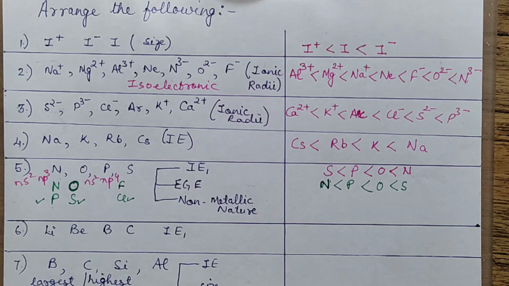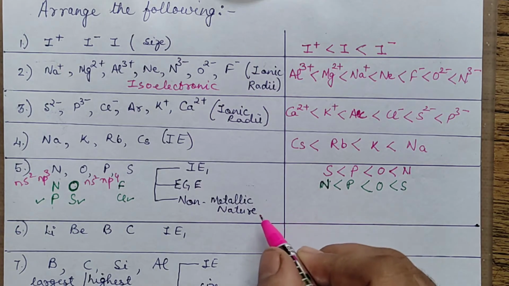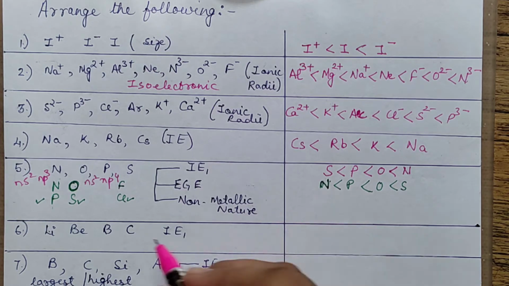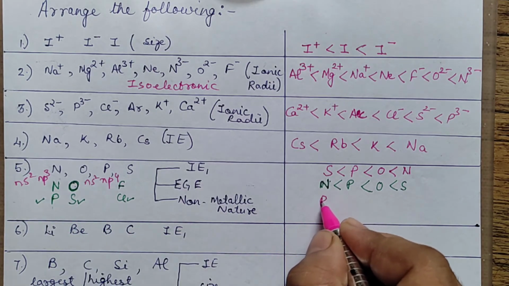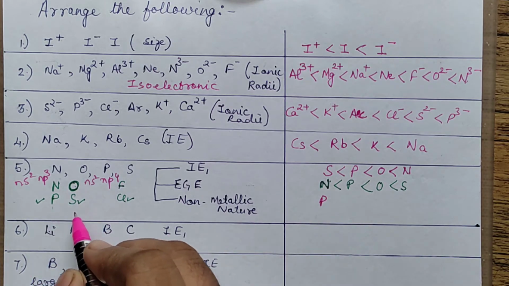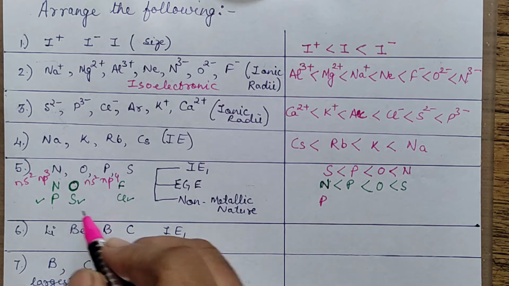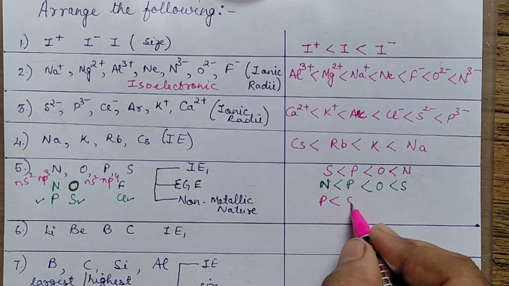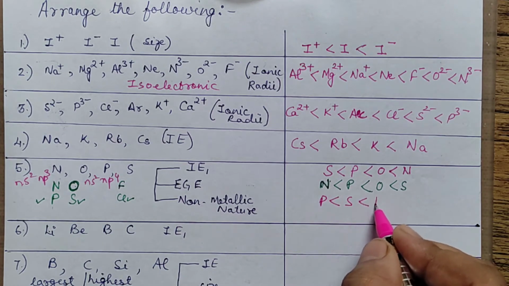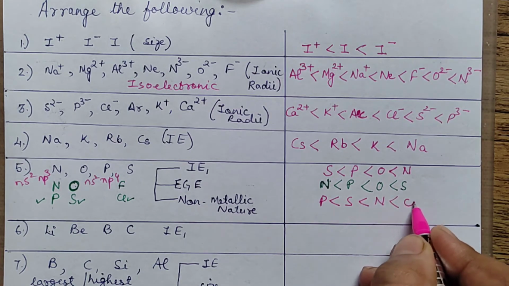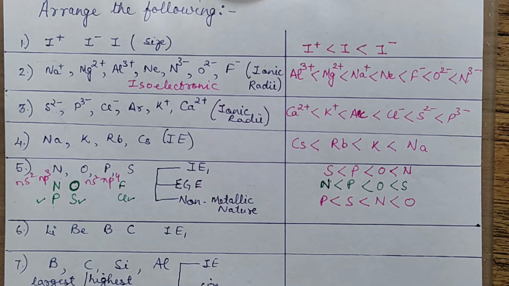Then in case they are asking you non-metallic nature, for this you'll have to see the size. Smaller the size, more the non-metallic nature. So the largest size is phosphorus, and it will be the least. After phosphorus, the next largest is sulfur. After that is nitrogen, and the maximum would be oxygen. This is the order for non-metallic nature.